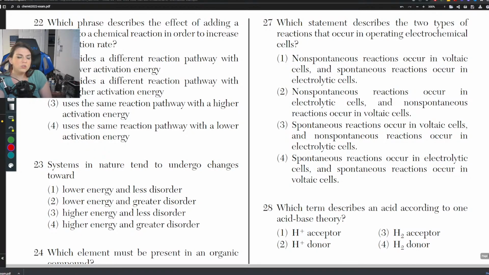23. This question I think is on every single test. Systems in nature tend to undergo changes toward, and that is going to be low energy and great disorder, or a high entropy. You would relate this to cleaning your room or not putting things in the hamper, not putting your shoes away in the closet, putting your dishes in the sink instead of putting them in the dishwasher. You're going to do the lazy thing, and the lazy thing is going to make your life messy.